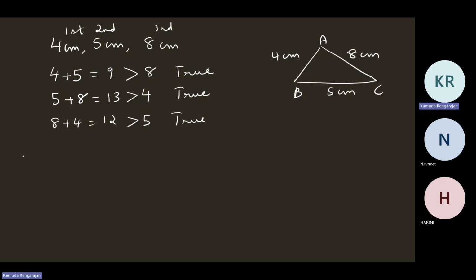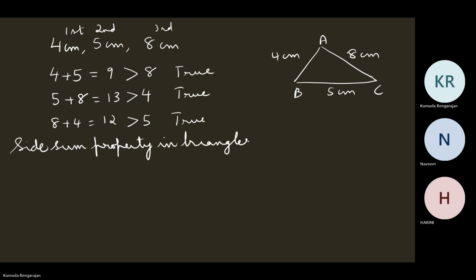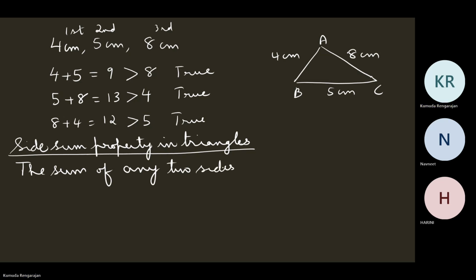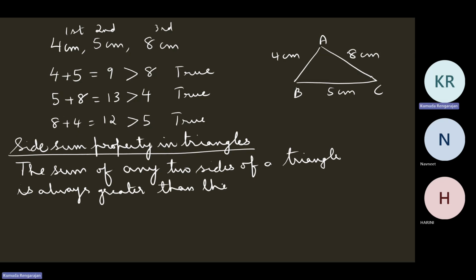Okay, so the property is the side sum property. Side sum, don't write anything now. Side sum property in triangles. So this is the property. The sum of any two sides of a triangle is always greater than the third side.